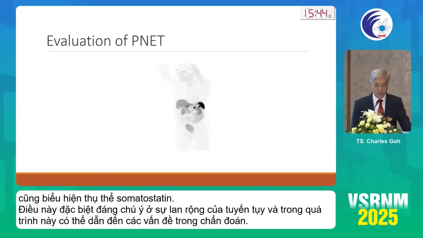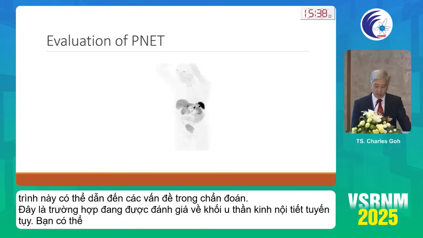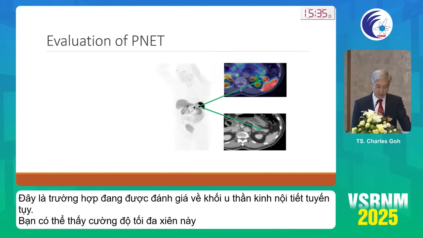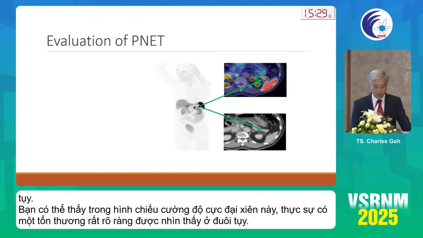This is a case that was being evaluated for a pancreatic neuroendocrine tumor. And you can see in this oblique maximum intensity projection, there's actually a very avid lesion that is seen in the tail of the pancreas, which is the primary neuroendocrine tumor.